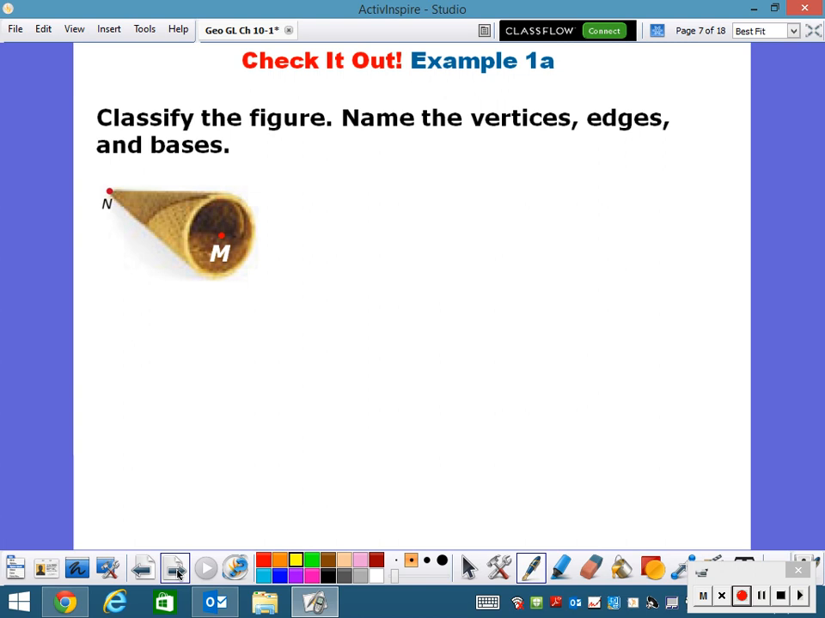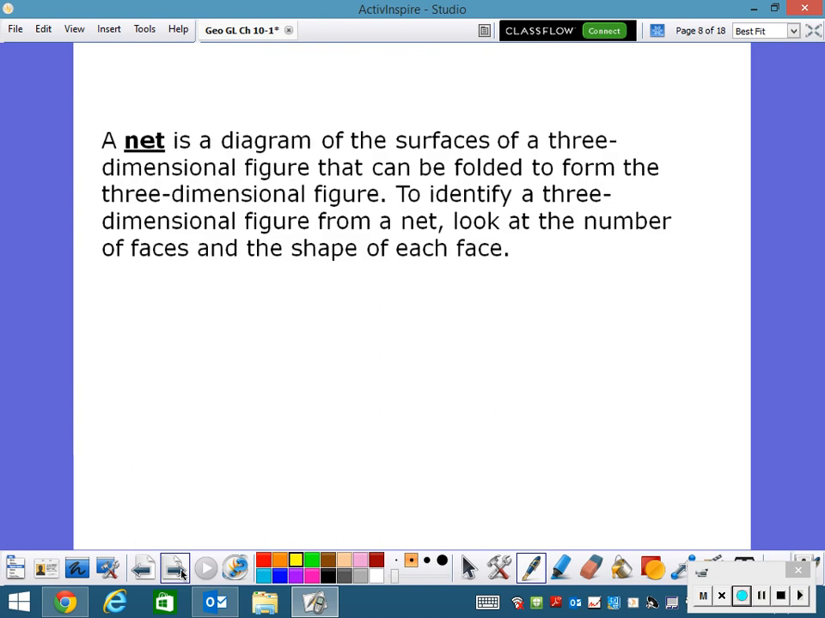Again, skip that one because it's not on your notes. Okay, a net is if you take a shape and like a little cereal box.